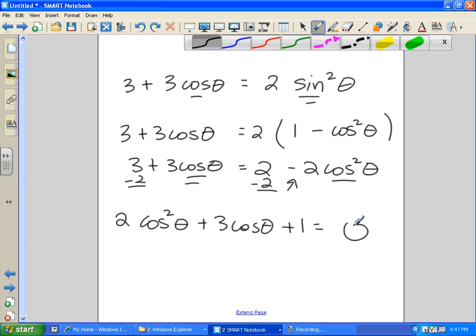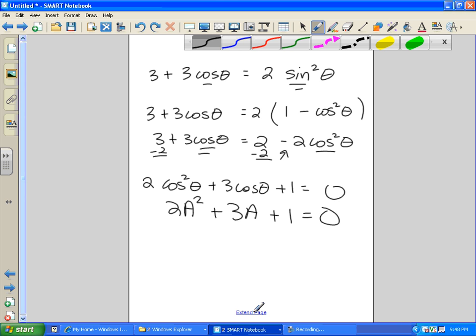Now, let's change it to an a form here so we can factor it easier. So this would be 2a squared plus 3a plus 1 equals 0. And now this will factor fairly easy. Now this one does have a leading coefficient, so we'll have to split the 3a. So 2 times 1 is 2. Factors of 2 that add to give me 3 would be 2 and 1. So this would be 2a and 1a. Both signs would be positive.